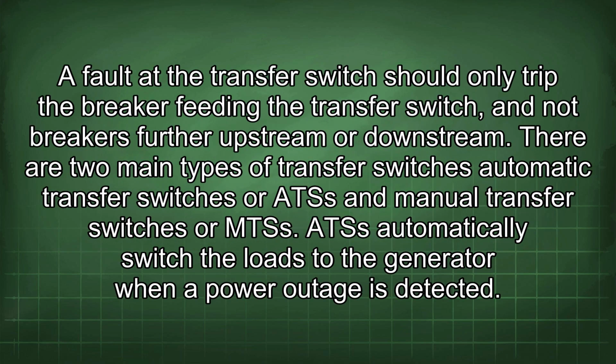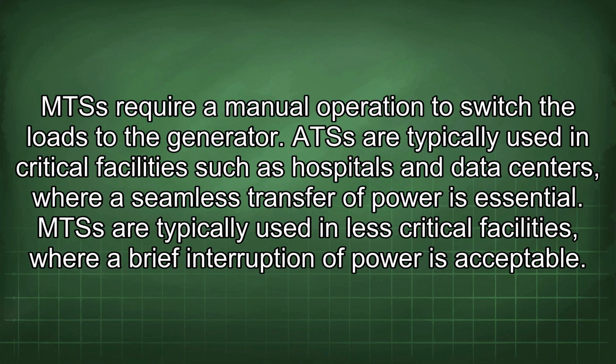A fault at the transfer switch should only trip the breaker feeding the transfer switch, and not breakers further upstream or downstream. There are two main types of transfer switches: automatic transfer switches or ATS and manual transfer switches or MTS. ATS automatically switch the loads to the generator when a power outage is detected. MTS require a manual operation to switch the loads to the generator.